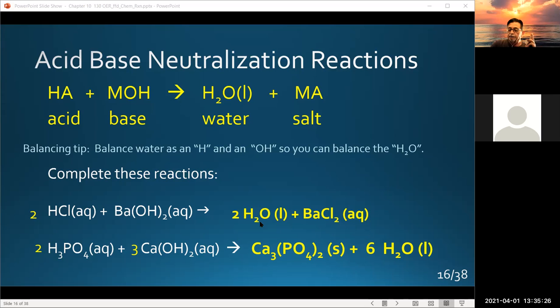And then the particular salt that you create, first write them in ionic form, so to make sure that you put them together properly in the correct ratio.